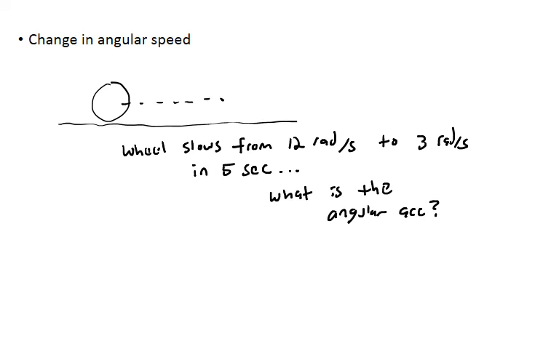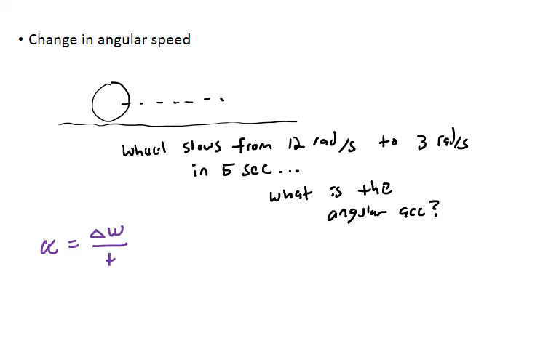All right, so the wheel slows down from 12 radians per second to 3 radians per second in 5 seconds. What is the angular acceleration? So as you work through these, I encourage you to get your equation sheet and work through these like this would be in the test and see if you can get it. So go ahead and pause the clip, and when you're ready to check, you can hit play to continue.